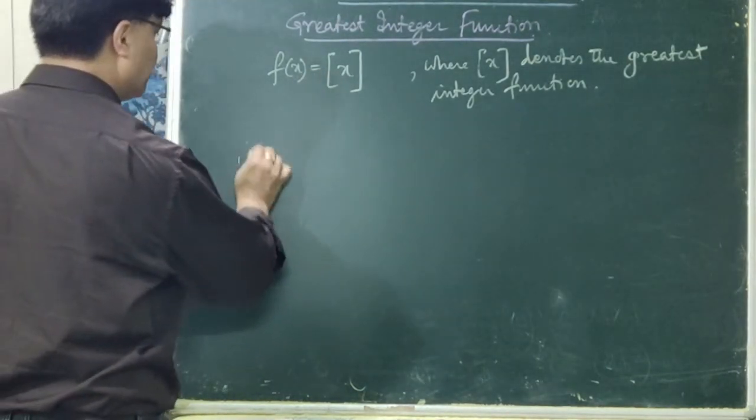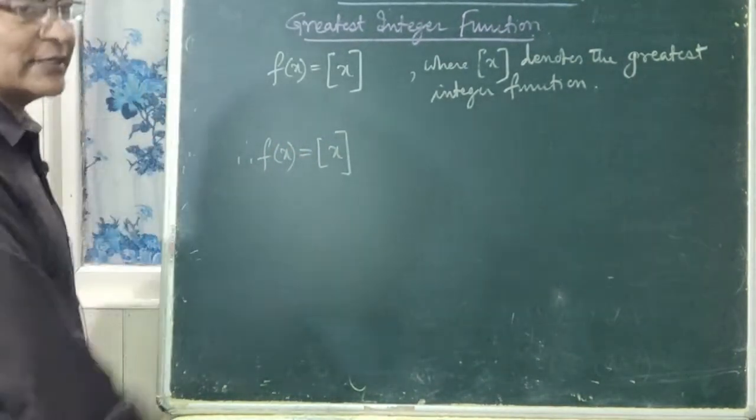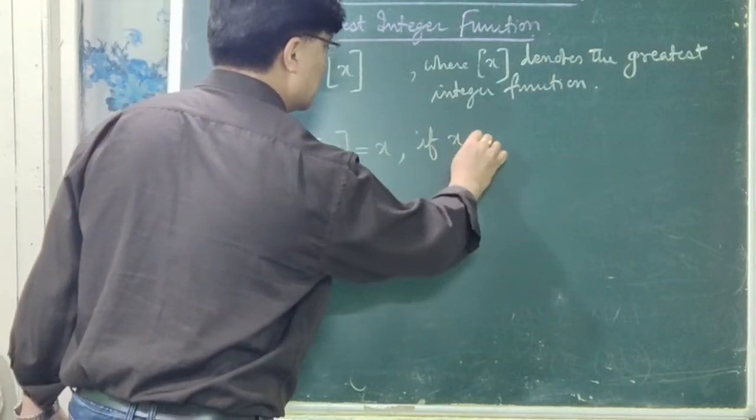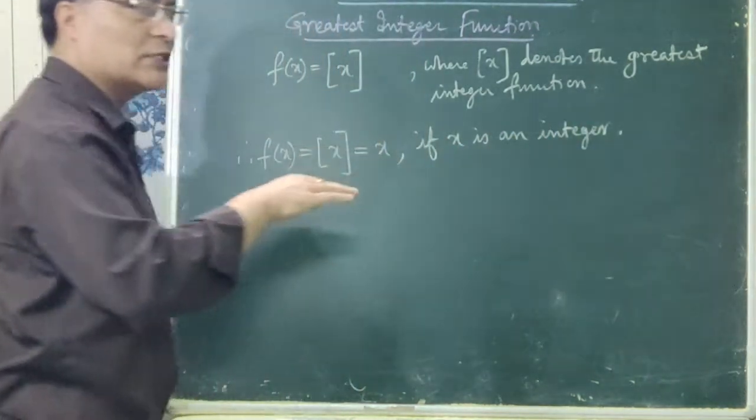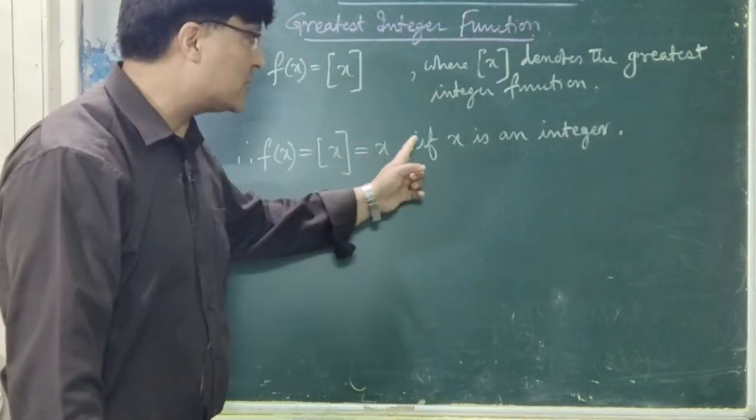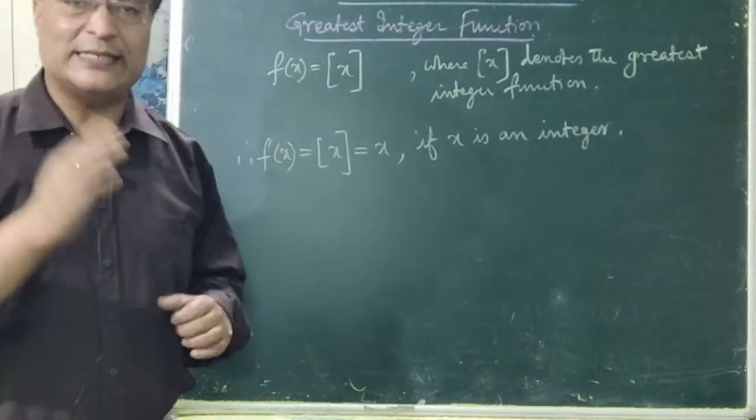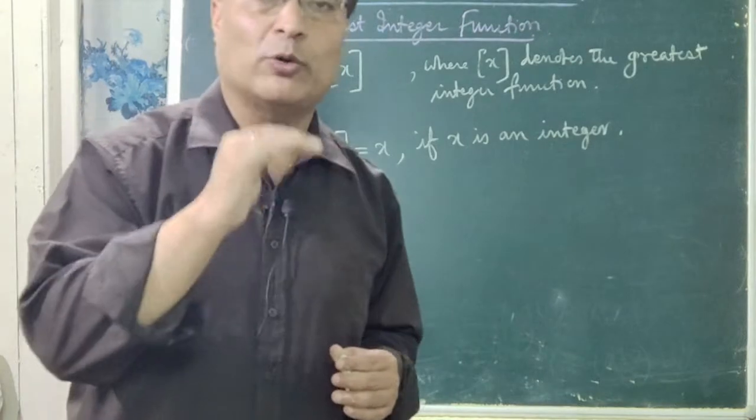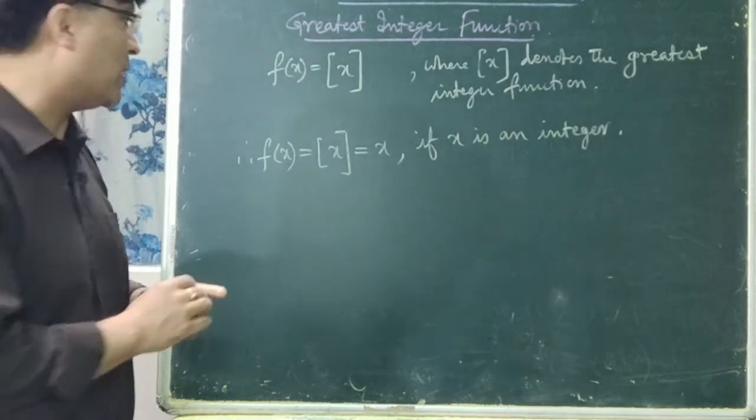Now suppose f of x is equal to [x]. It will be equal to x if x is an integer, whether it is positive or negative. You should write [x] is equal to x if x is an integer. Suppose x is not an integer, it may be in terms of decimals like 2.1, 2.2, 2.3, or 3.3, 3.4, 3.5, etc.